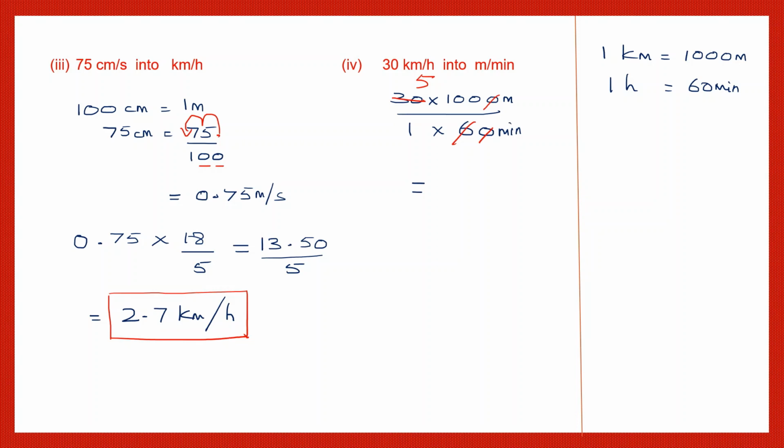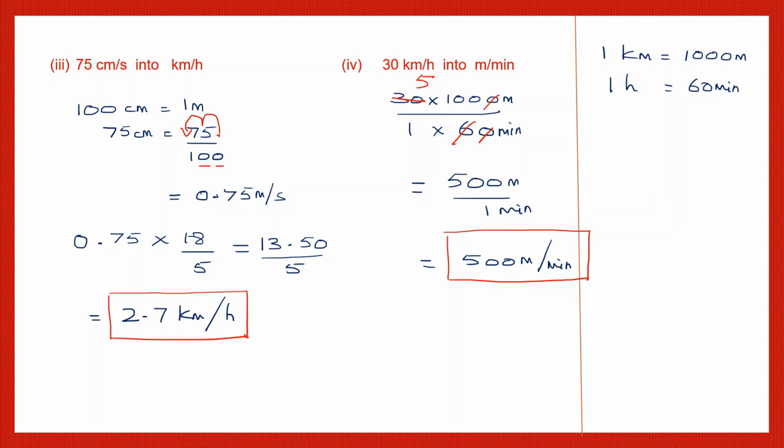So whatever is remaining, let's multiply. So what do I have here? 5 into 100 in my numerator. 5 into 100 is 500 meters, and down I have 1, so that is minutes. So my final answer is 500 meter per minute. So this is our final answer, 500 meters per minute.